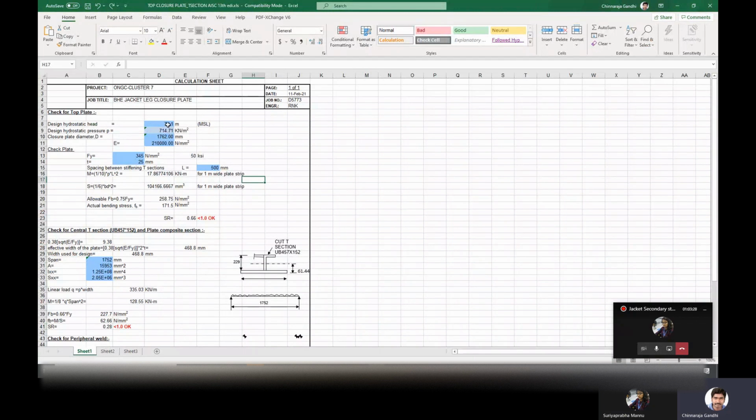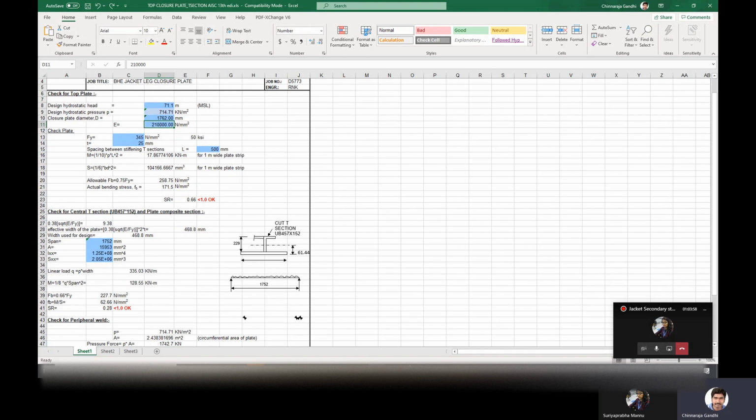So this is the hydrostatic head and this is the hydrostatic pressure. It is nothing but this water head into 1.05, the density of the water, into 9.81. The 1000 is to convert into kilonewton. So this is the force we calculated here. Closure plate diameter and E value: E value is 2.1 into 10 to the power 5 Newton per mm square.